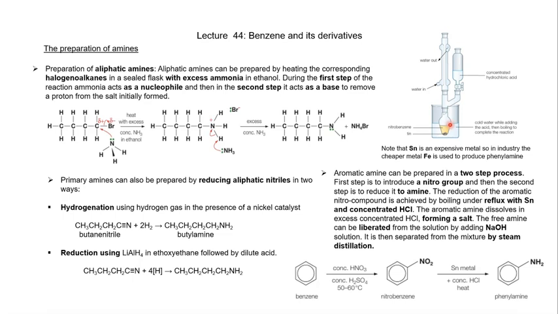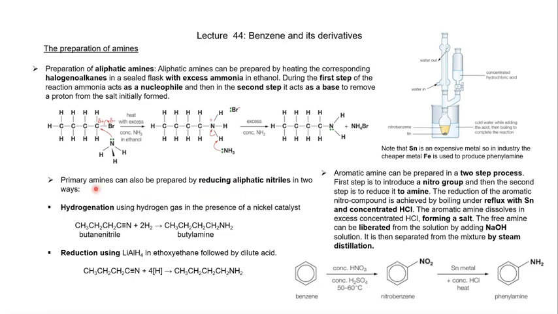Okay, here is the laboratory method. We take our nitrobenzene here, add tin and reflux it, and we then get phenylamine. But you have to note that tin is a more expensive metal than iron. Industrially we can use the cheaper metal, iron, to produce phenylamine.